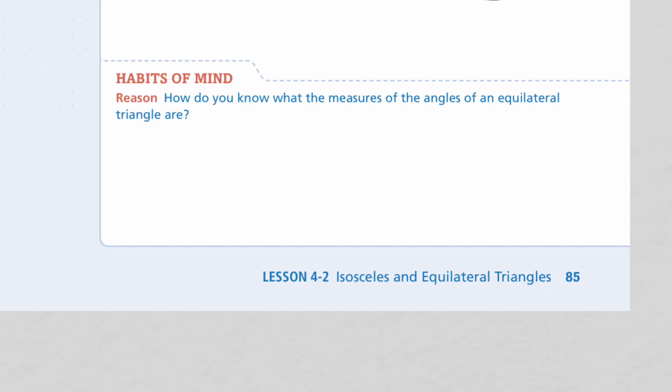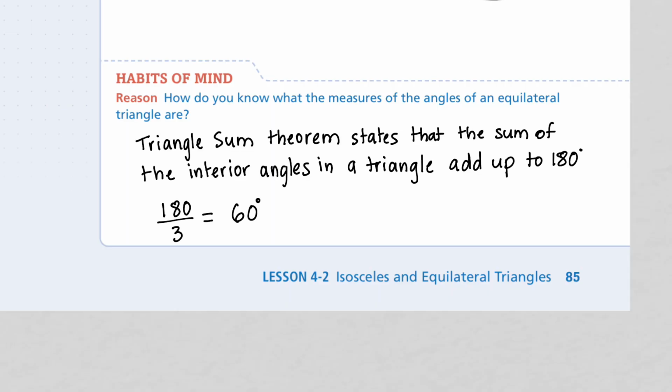Habits of mind. How do you know what the measures of an angle of an equilateral triangle are? The triangle sum theorem states that the sum of the interior angles in a triangle add up to 180 degrees. So if we get those 180 degrees and divide it by 3, each interior angle in an equilateral triangle would be equal to 60 degrees.